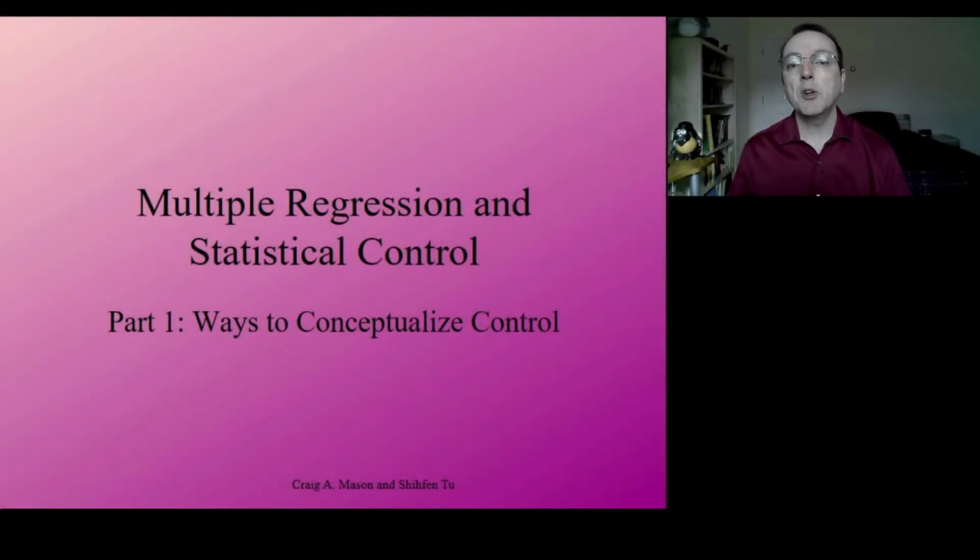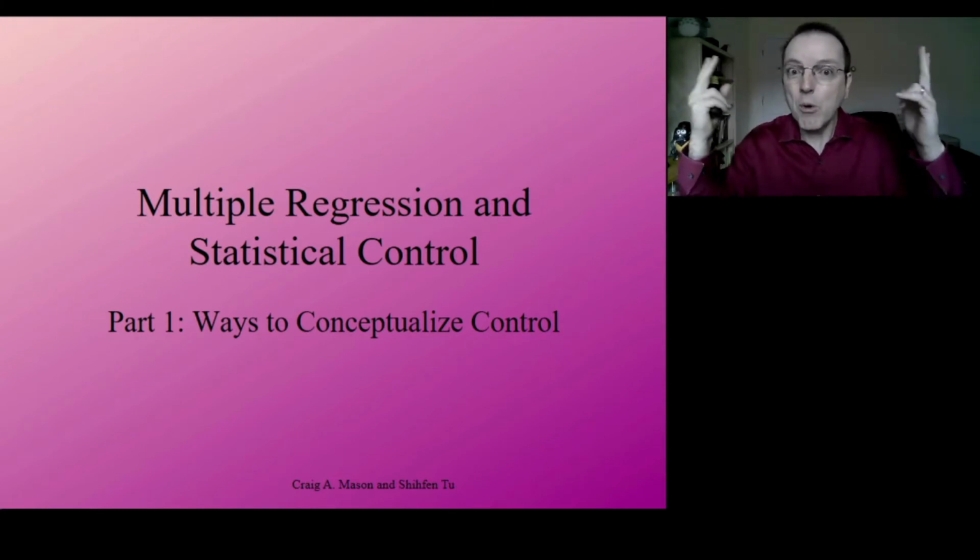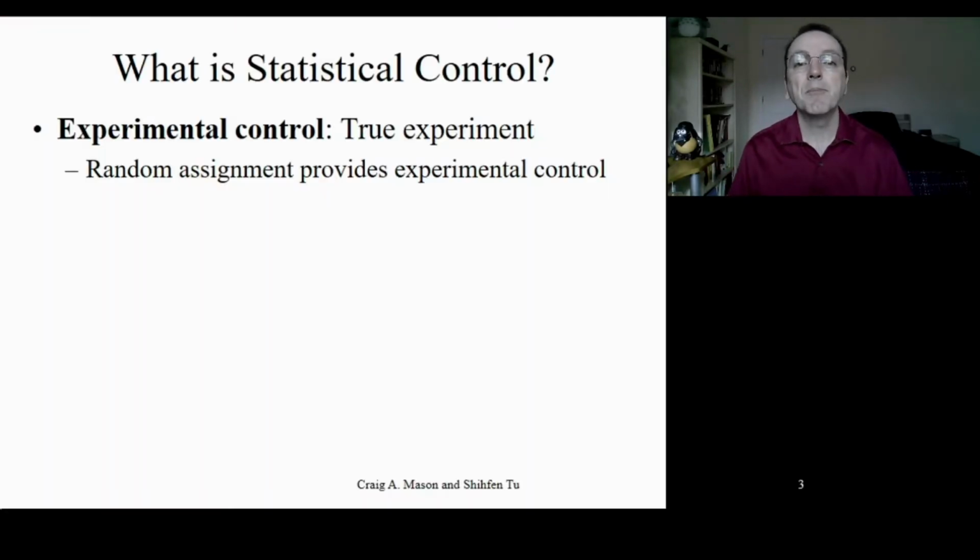One of the strengths of multiple regression is that it's a powerful tool for statistically controlling for the effect that other variables may be having on our results. But what exactly is statistical control and how does it work? In this series of videos, we'll explore that very question. But let's begin by examining what we mean by control in the first place.